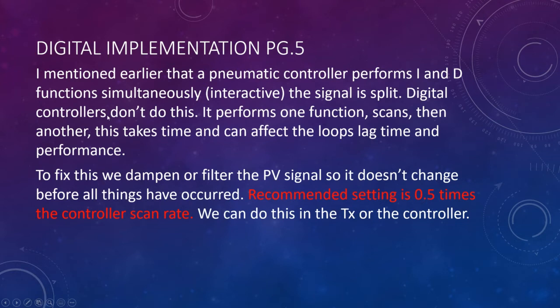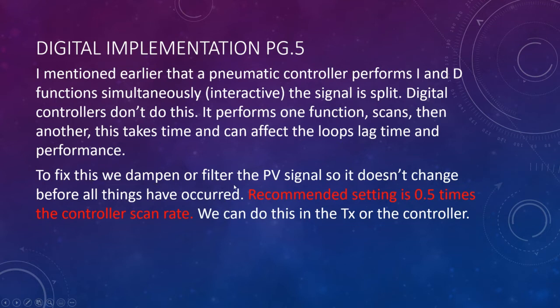Digital controllers don't do this, and this is important when we're talking about the amount of time it takes to process. It'll perform one function, such as proportional, then it'll scan again, then it'll do the integral calculation, then it'll scan again, then it'll do the derivative calculation, then it'll scan again. So rather than doing it all at once like a pneumatic controller would, the digital one does each function in a scan cycle. These scan cycles, again, are very, very fast, but cumulatively, it can add up to some lag time. So that's something you have to distinguish between pneumatic controllers and digital controllers. The pneumatic ones generally are potentially faster.